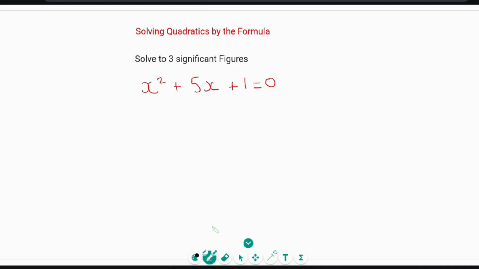Solving quadratic equations by using the formula. My go-to method for solving a quadratic equation would be factorisation. But as you see here, we need two numbers that multiply to give 1 and add to give 5. Well, that's impossible, right? The factors for 1 are 1 and 1. 1 times 1 is 1, which don't add up to give 5. The reason is that we can't factorise it because the solutions are not whole numbers.